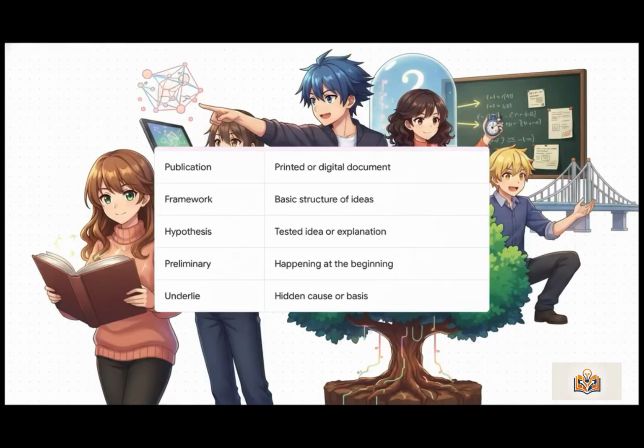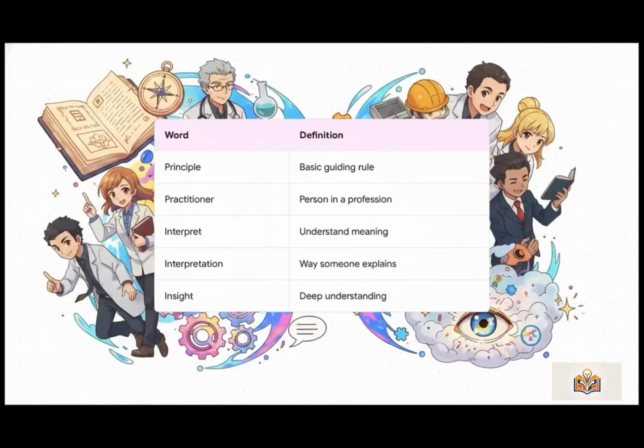Moving on. A publication is a printed or digital document, kind of like a book or a journal. A framework is a basic structure of ideas used to solve a problem. Then there's hypothesis, which is an idea or explanation that you test through study. Preliminary means happening at the beginning, so it's not final, and underlie means to be the hidden cause or basis of something.